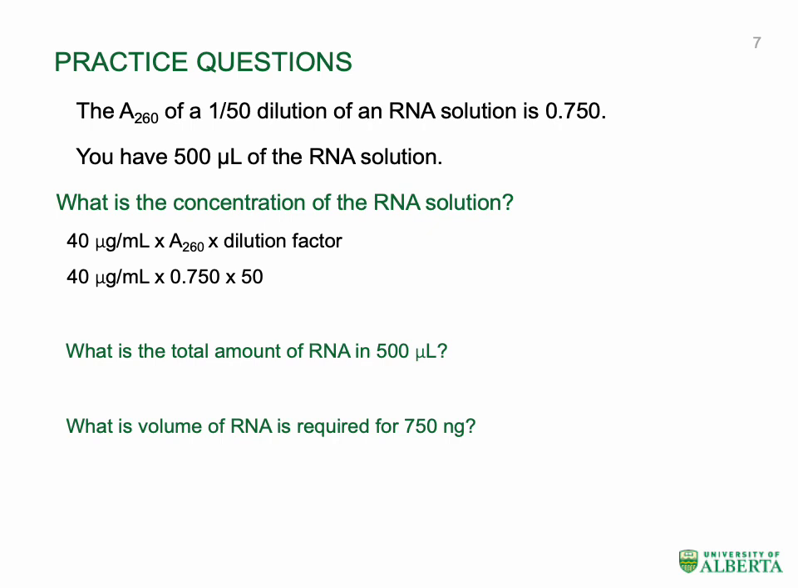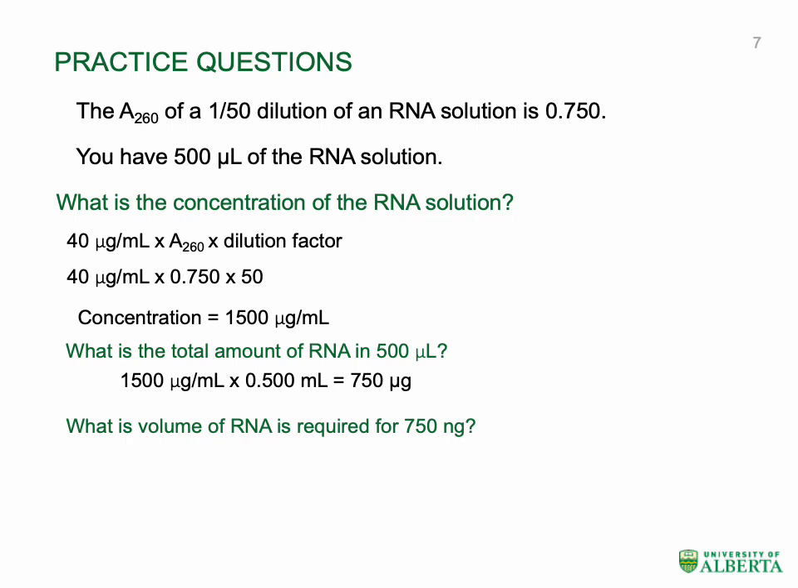The second question asks you to calculate the total amount of RNA in 500 microliters. To do this, you multiply the concentration of the RNA solution by the volume, 500 microliters. The total amount of RNA in 500 microliters is 750 micrograms.